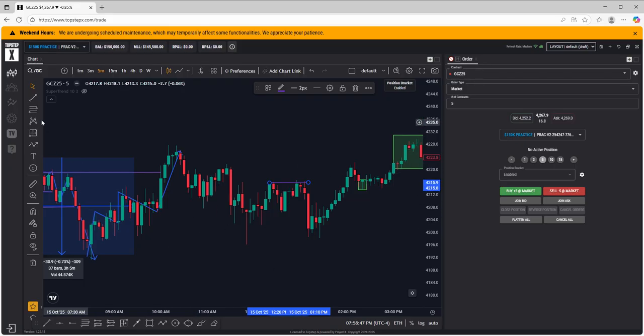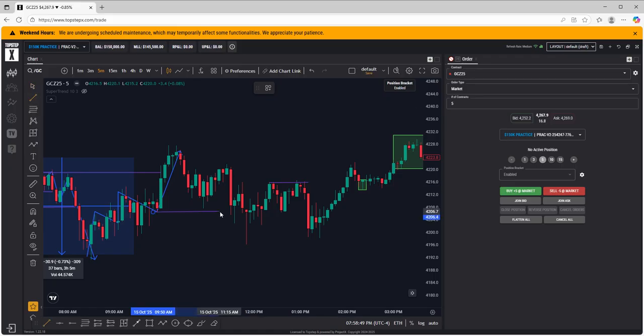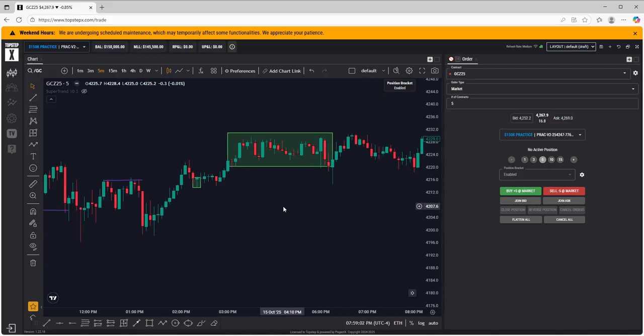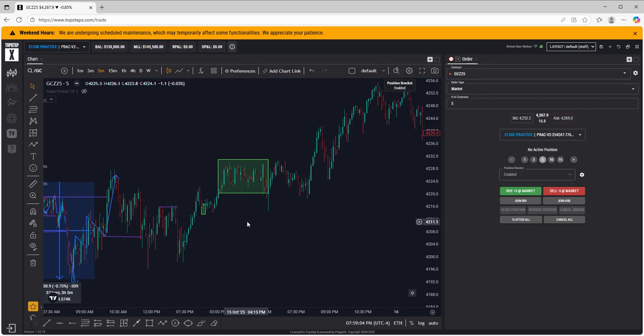Let's see if we got some more. We got some liquidity right here. Equal lows. What happens? Sweep, reverse. And you could use this to your benefit concerning structure and entries. You just have to go through and mark it up. Where is my equal lows at?